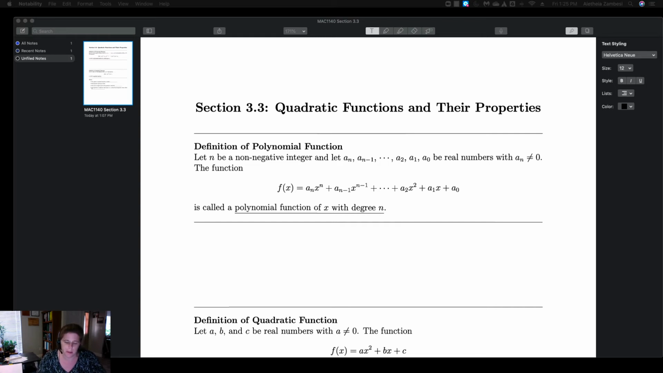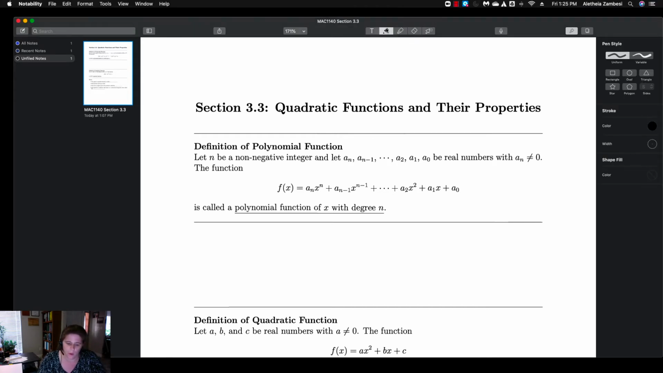Hey everyone, today we're going to be working on section 3.3, which is quadratic functions and their properties. So quadratic functions are one of what's called polynomial functions, and polynomial functions are defined as f of x is equal to a sub n times x to the n plus a sub n minus 1 times x to the n minus 1, all the way down to a sub 1 x plus a sub 0. So this function is a function of x with a degree n, and we're going to be going through a number of functions of different degrees.